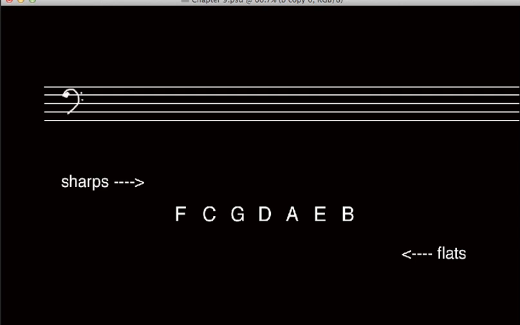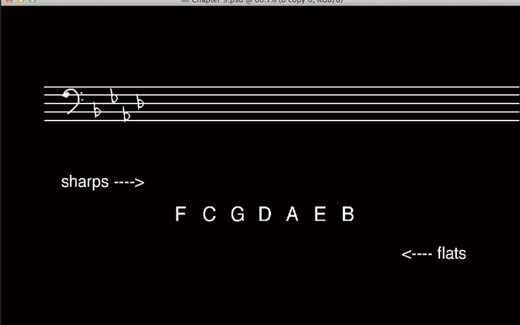So once again, my first flat is going to be a B. So it's going to be on the 2nd line of the bass clef. My next flat is an E flat. It's going to be on the 4th space in the bass clef. The next flat is going to be an A. It's going to be on the 1st space. Next flat is going to be D, which is going to be on the 3rd line.